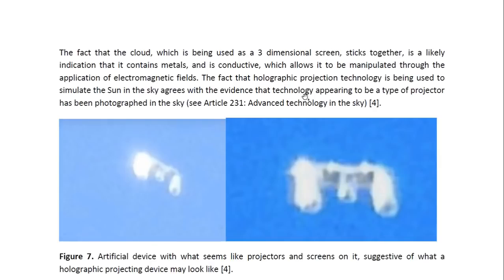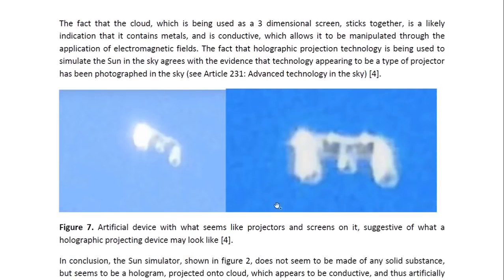The fact that holographic projection technology is being used to simulate the sun in the sky agrees with the evidence that technology appearing to be a type of projector has been photographed in the sky, and we can see it here. It has these cylindrical parts to it, and these flat portions here that appear to be screens. So this is suggestive of a holographic projecting device which was photographed in the sky. And you may look at article 231 entitled Advanced Technology in the Sky for more details on that.